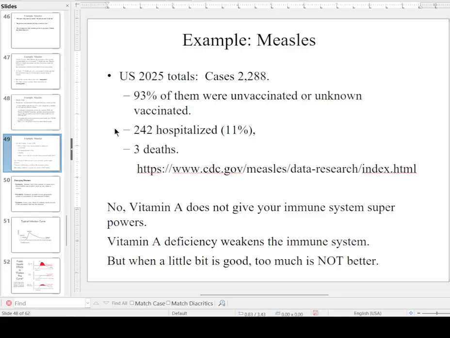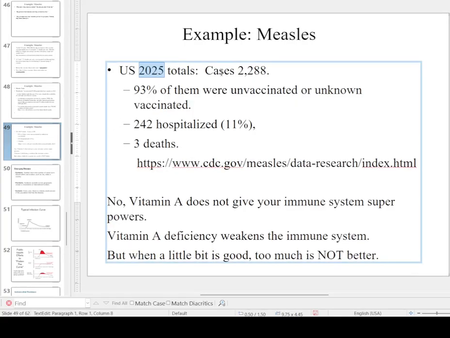In the United States, last year, there were over 2,000 cases. Why? Because of the anti-vaccine movement. Of them, 11% were hospitalized, and then 3 died. And no, vitamin A does not cure measles.